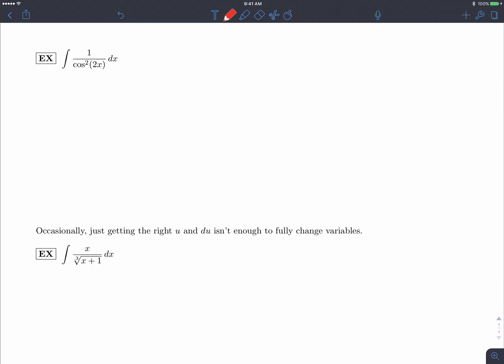Well, no, we need a sine. Can we use cosine squared? No, then we need a cosine and a sine for our du. So we're kind of stuck in terms of what to choose here.